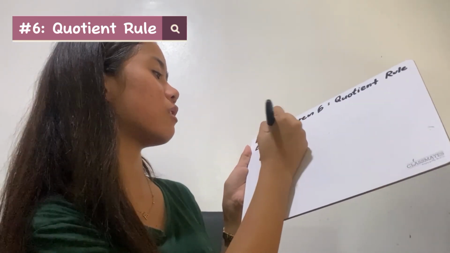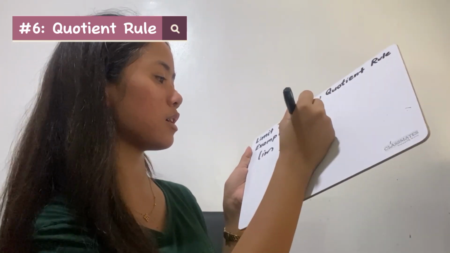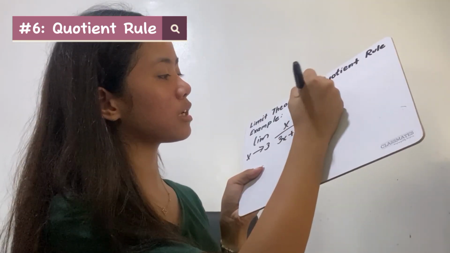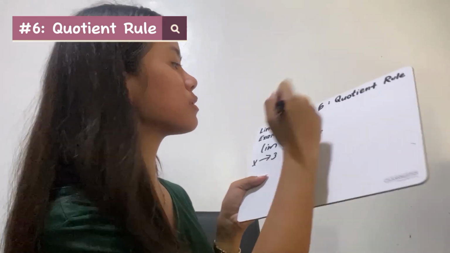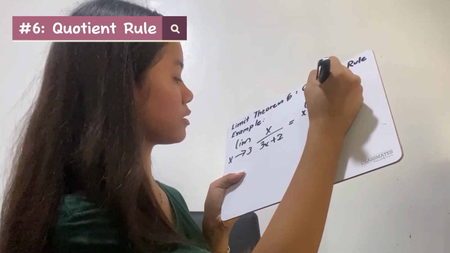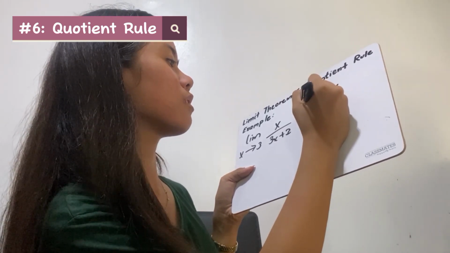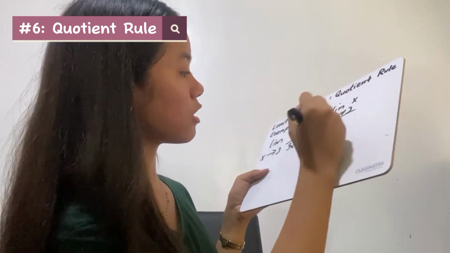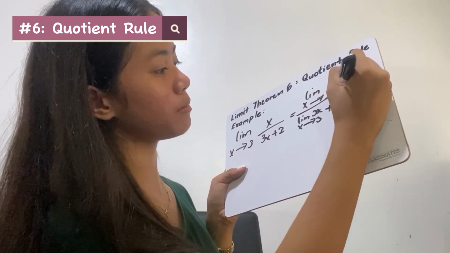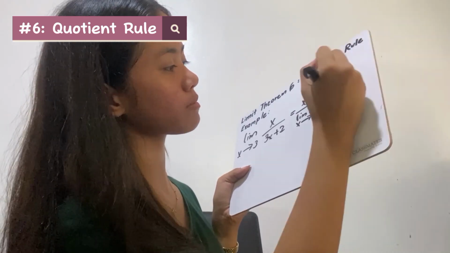The limit of x over 3x plus 2 as x approaches to 3. So una, kailangan mo natin sila i-alternate. So sa taas, the limit of x as x approaches to 3 over the limit of 3x as x approaches to 3 plus the limit of 2 as x approaches to 3.